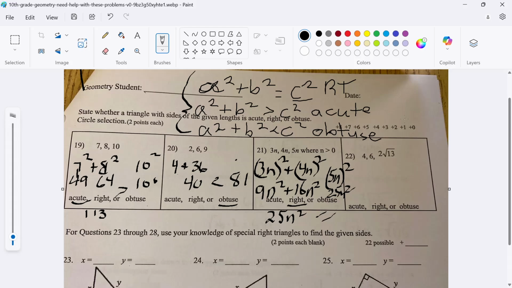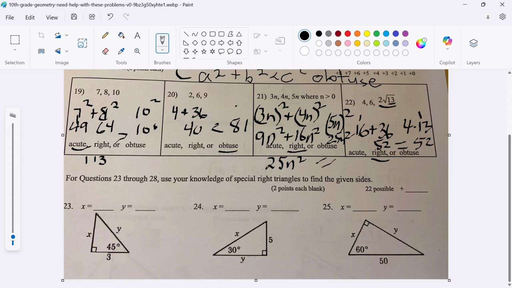And then this one, 4, 6, 2 square root of 13. Well, 3 times 3 is 9, and 4 times 4 is 16, so the square root of 13 is bigger than 3, so 2 square root of 13 is bigger than 6. That's the long side. 4 squared is 16. 6 squared is 36, and I'm comparing it to 2 square root of 13 squared. 2 squared is 4. Square root of 13 squared is 13. 4 times 13 is 52. 16 plus 36 is 52. Those are equal. That is a right triangle.